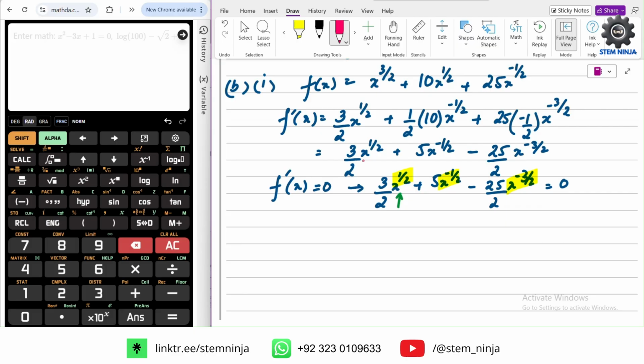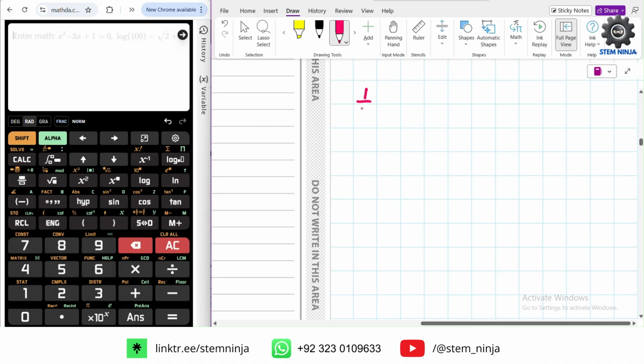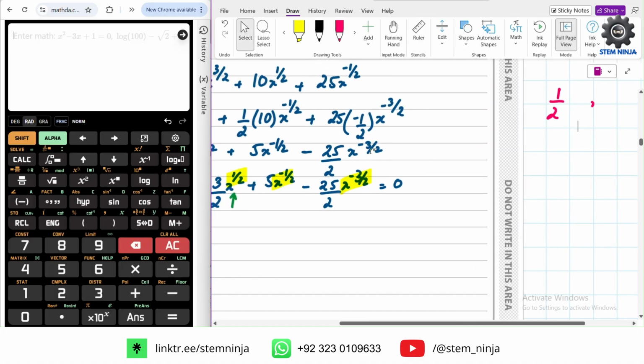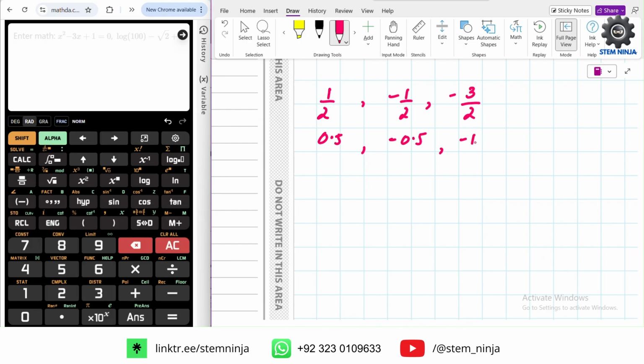So we need to multiply both sides by some power of x that can allow us to do that. So just to rewrite over here, we have 1 over 2, minus 1 over 2, and 3 over 2. Basically this is 0.5, minus 0.5 and minus 1.5. So let's try out what values we can increase it by. If we increase it by just 0.5, 0.5 minus 0.5 plus 0.5 and minus 1.5 plus 0.5, this won't get us positive.